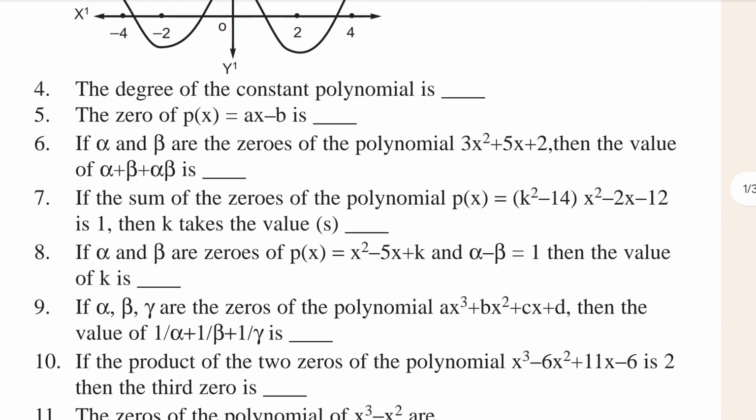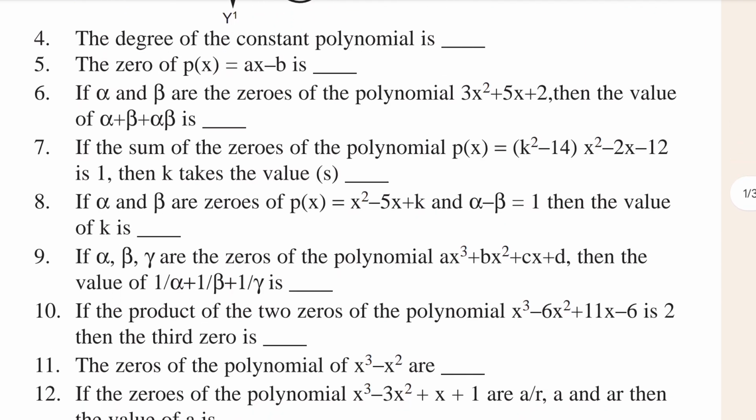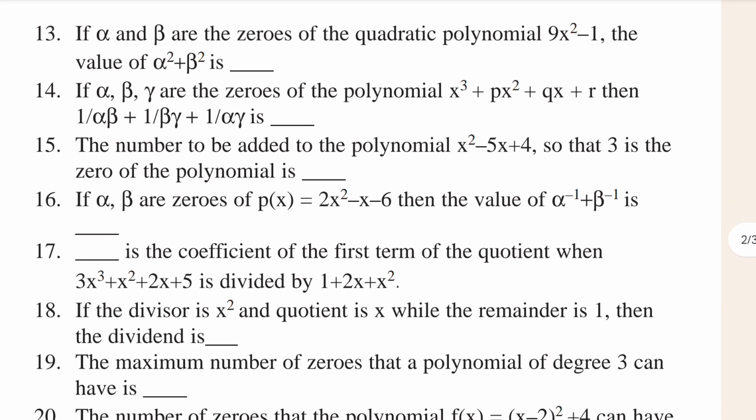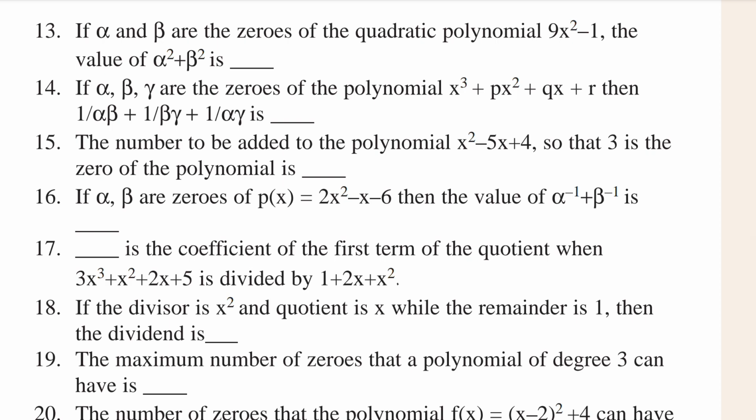Okay, the degree of the constant polynomial is... constant polynomial. Then questions 10 to 12 you can see. Then after that you can see 13 to 19. Is it clear for you? There is nothing in that one.